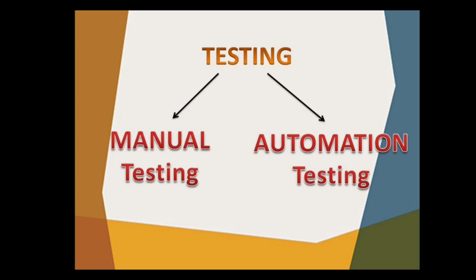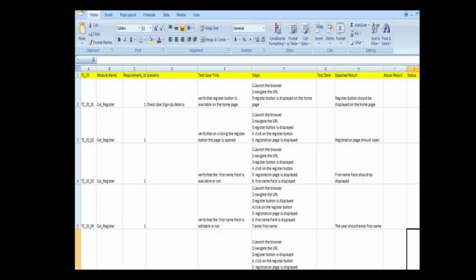Basically, like I have shown this document to you, this is manual testing, in which these steps, like launch the browser, navigate to the URL, click the register button, all these tasks are performed manually by the testers. Whereas in automation, you perform these tasks through test scripts using an automation tool. In manual testing, you prepare test cases. In automation testing, you prepare test scripts. So now we have understood what is testing and what are the different types of testing.